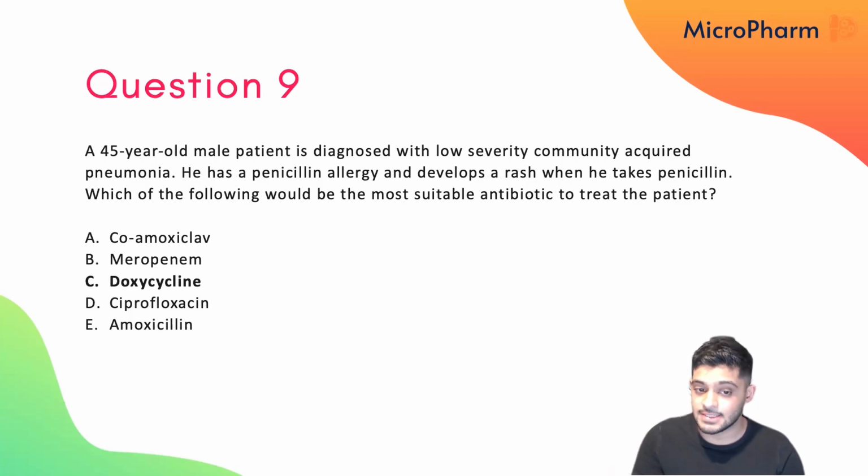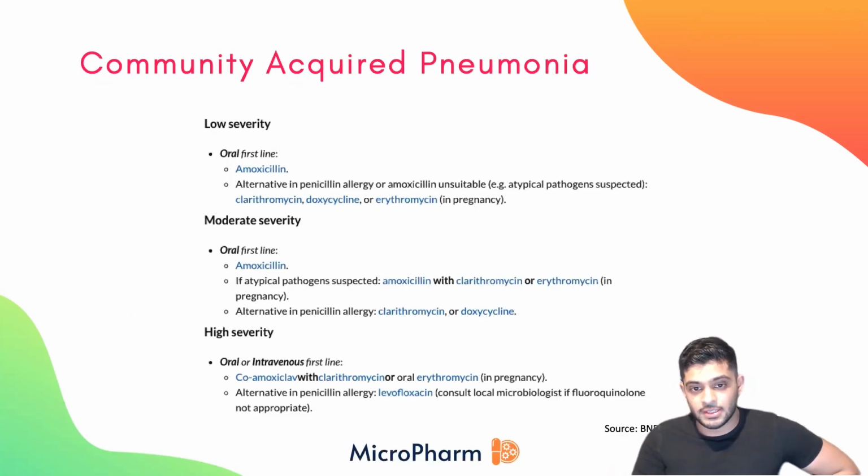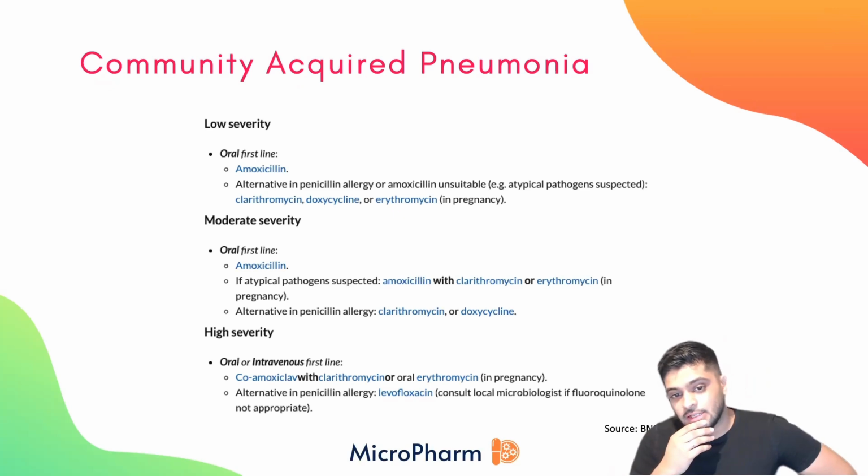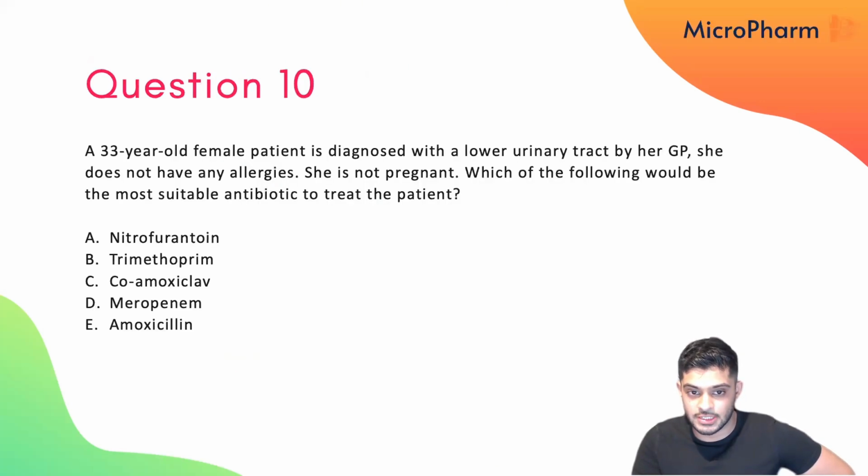The correct answer is C, doxycycline, because of the penicillin allergy. So we go over here to the severities. If a patient cannot have amoxicillin for low severity, they can have doxycycline, clarithromycin, or erythromycin. This question, I would say, is more in line with the difficulty levels associated with the GPhC registration assessment.